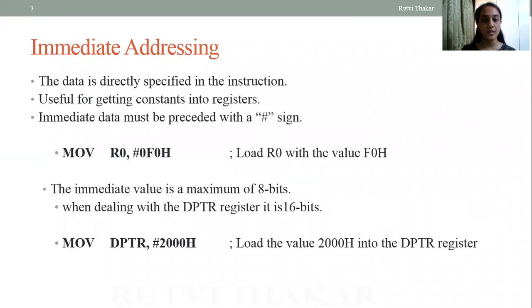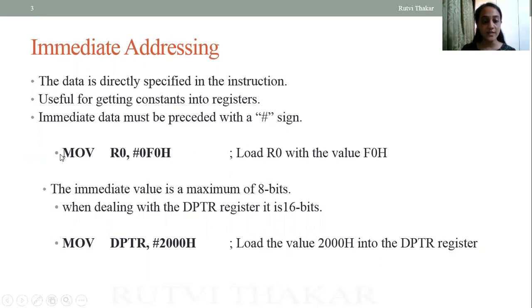The first one is the immediate addressing mode. Immediate, the word itself says that the data, whichever is there, is present in the command itself. As you can see here, the immediate data must be preceded with a hash sign. So whenever in programming we see a hash sign, we should know that the addressing mode used is the immediate addressing mode.